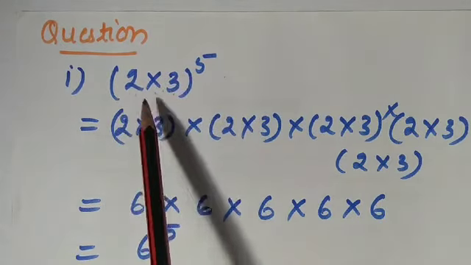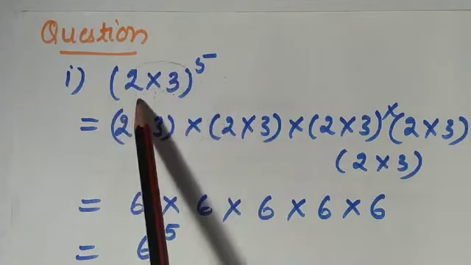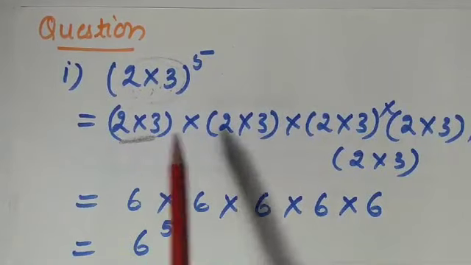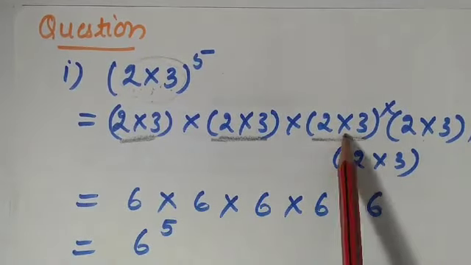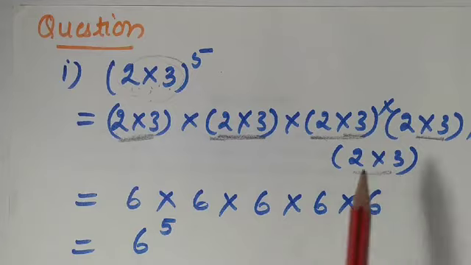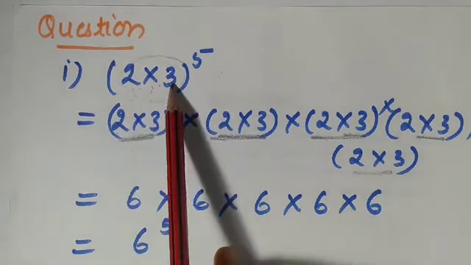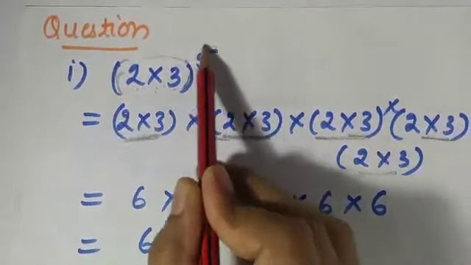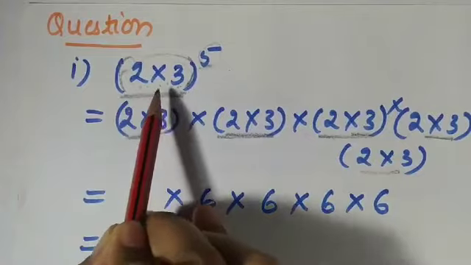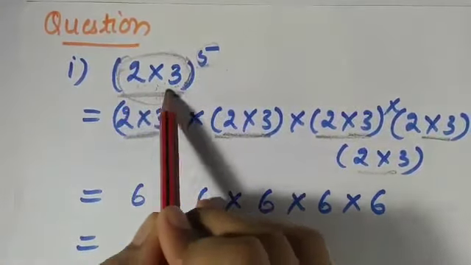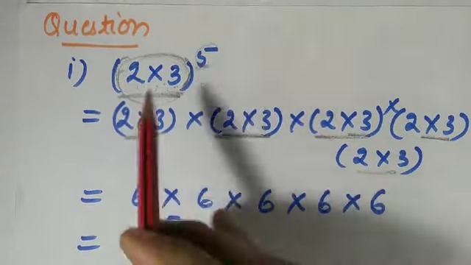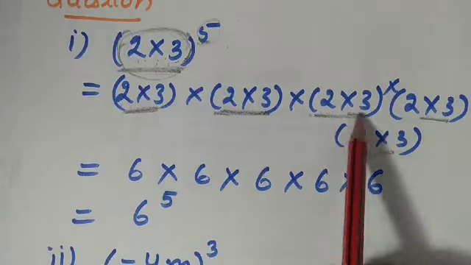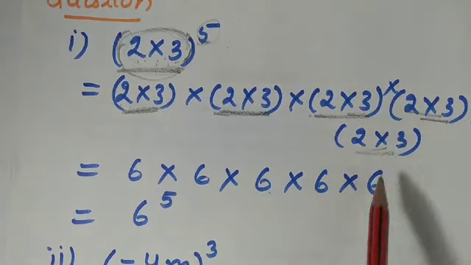So what does this mean? It means that 2 into 3 is multiplied 5 times. So I will do the same. 2 into 3, this is the first time, second time, third time, fourth time and fifth time. I have multiplied 2 into 3 five times because this 5 is the power of the whole number. So it means this base 2 into 3 should be multiplied 5 times. So I did the same. Now 2 into 3 is 6. Again 2 into 3 is 6. 2 into 3 is 6. This is also 6 and 6.